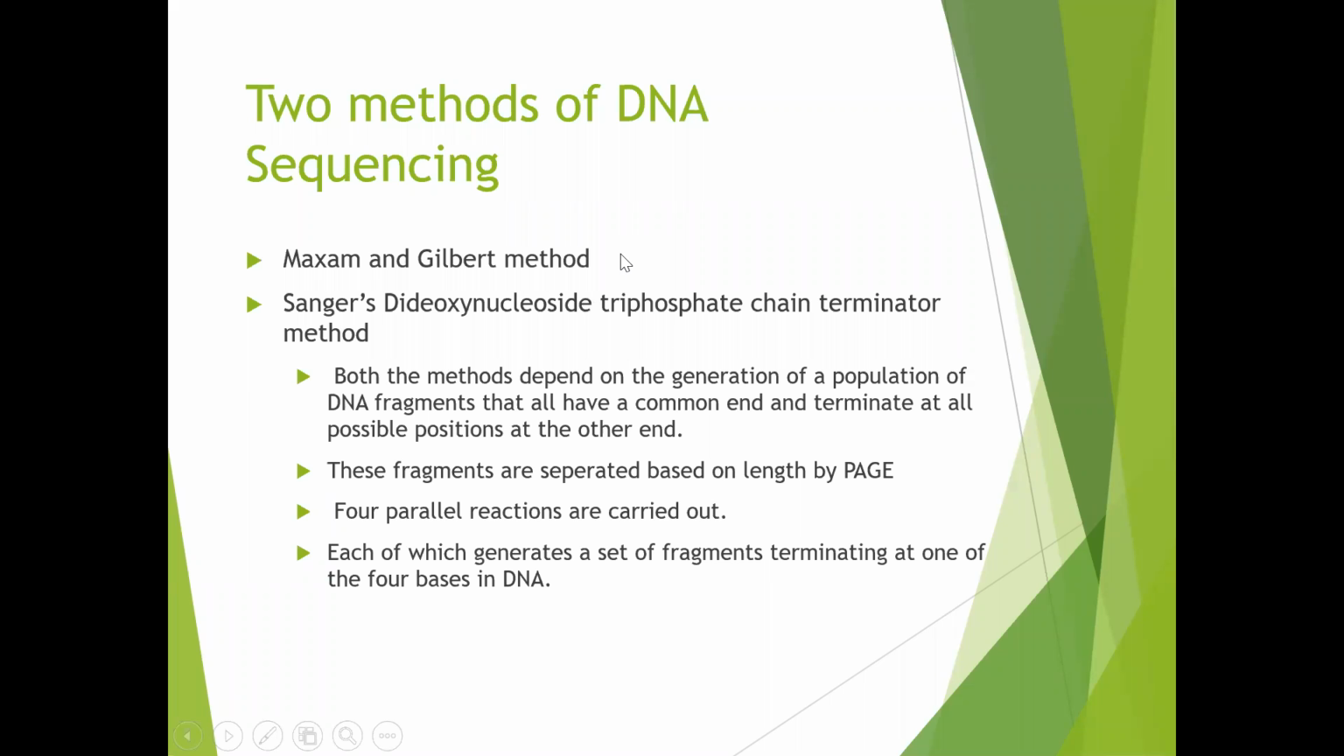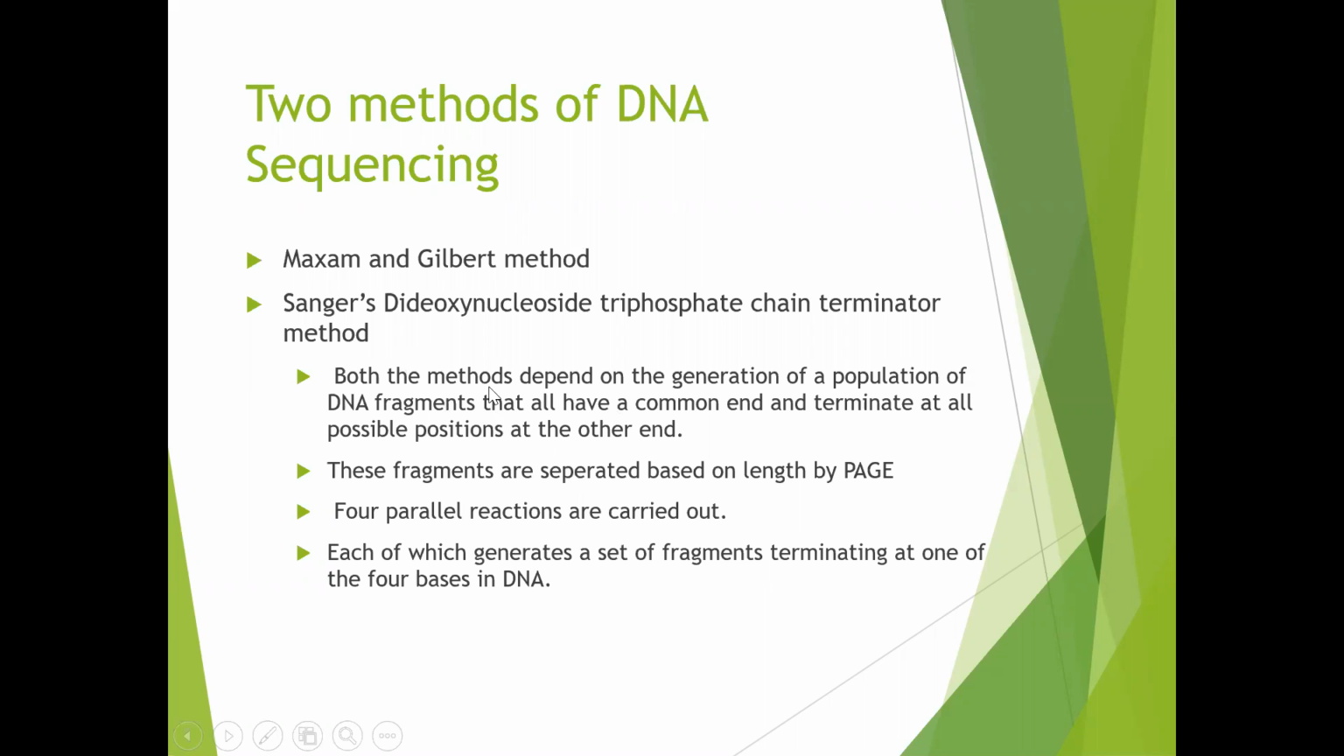Maxam and Gilbert method is also called the chemical method, whereas Sanger's dideoxynucleoside method is also called the enzymatic method of DNA sequencing or the chain termination method of DNA sequencing. But there are certain things that are common in both the techniques. What are those common features of both these methods?